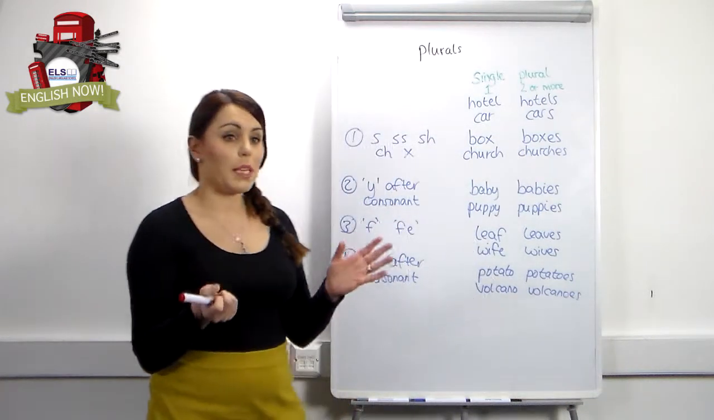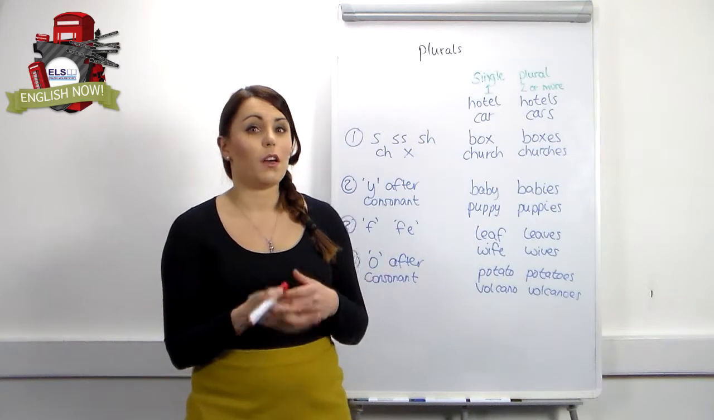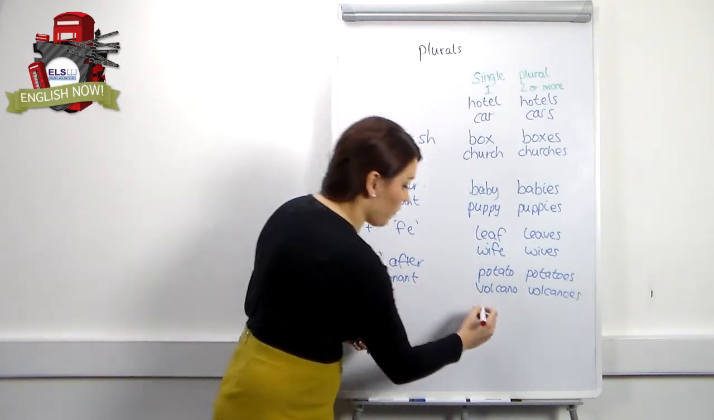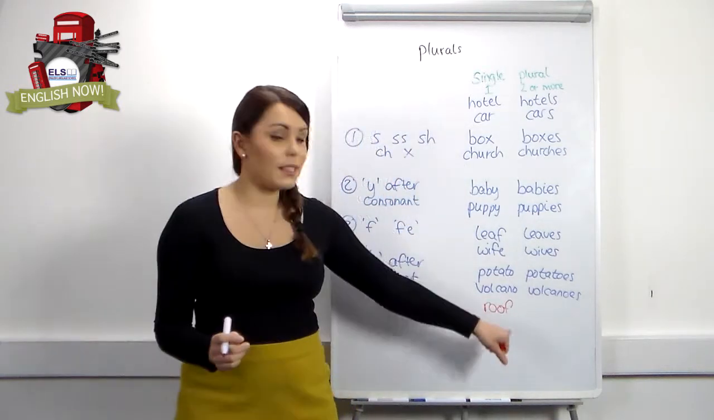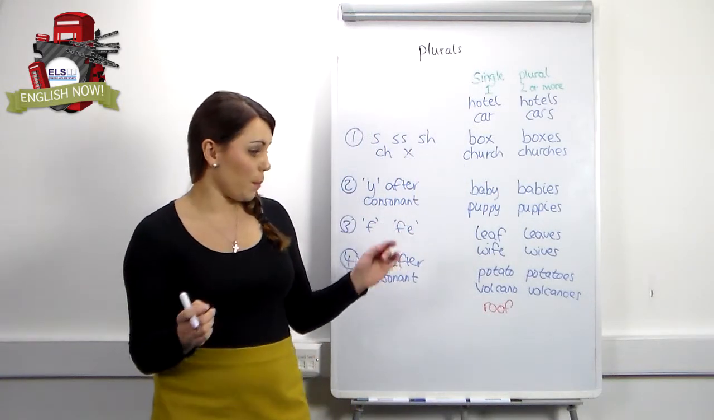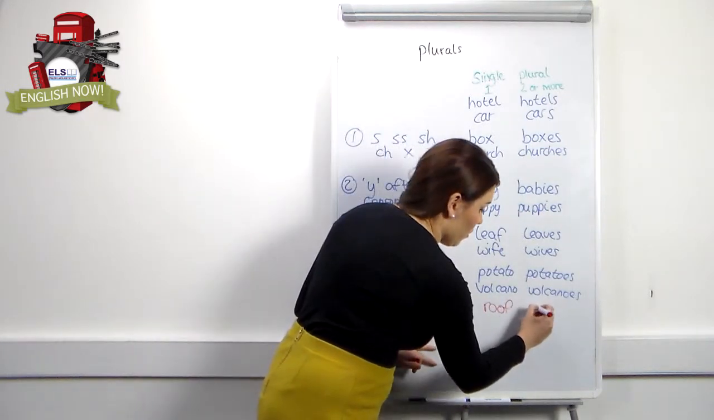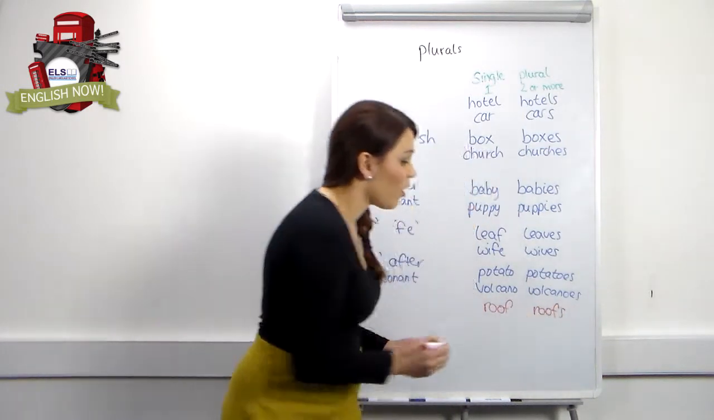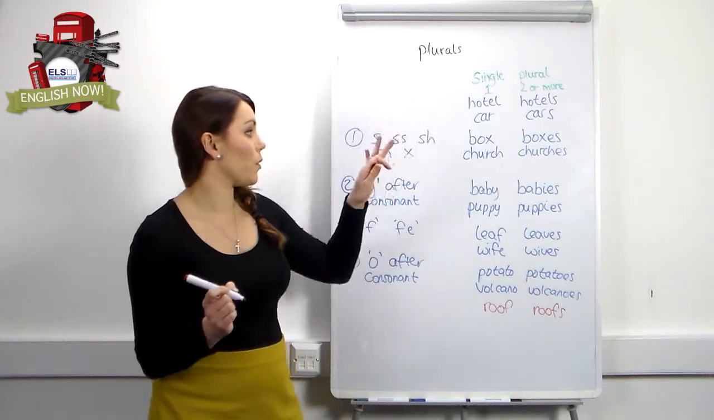Unfortunately, sometimes these rules are not followed. For example, in roof, as it ends in f, we would expect to change that, but we just keep the f and add s, like we did in the first ones.